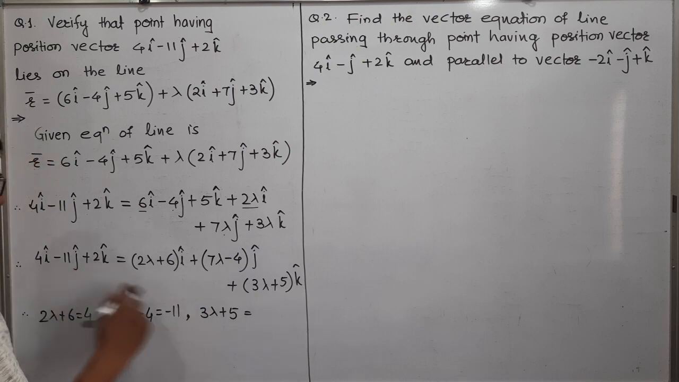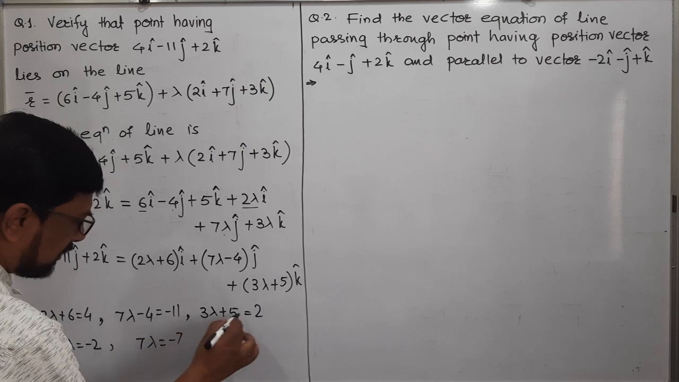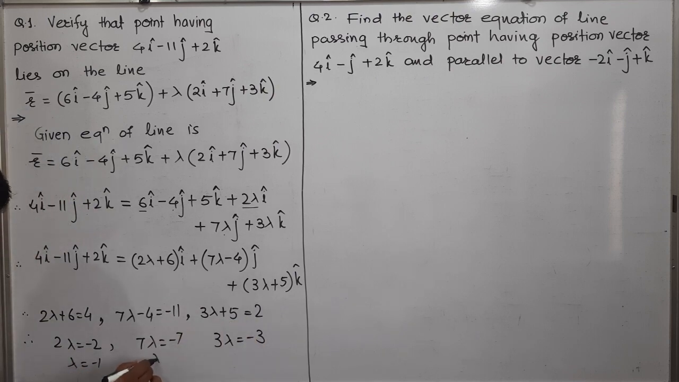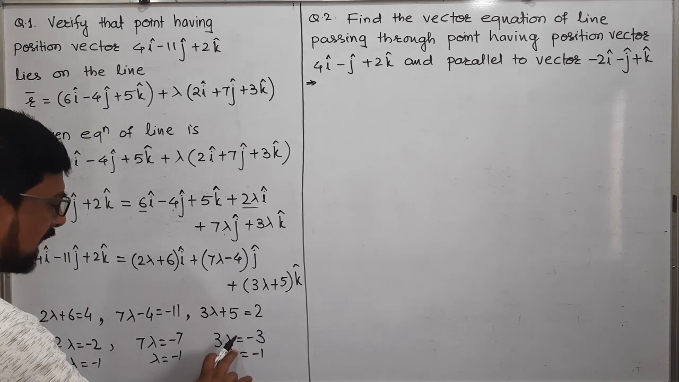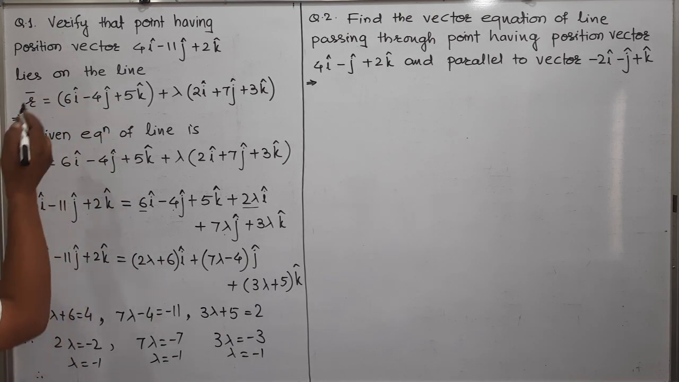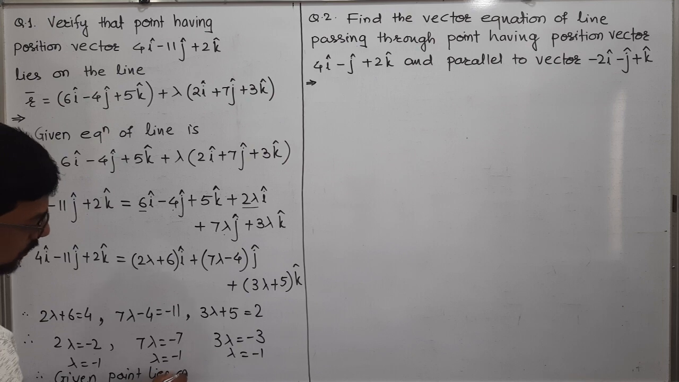Now from this we get 2 lambda is equal to minus 2. Here 7 lambda is equal to minus 7. And 3 lambda is equal to minus 3. Means everywhere we'll get the value of lambda as minus 1, means that is the unique value of lambda. It means we can say that that point definitely satisfies this equation. Therefore we can say that given point satisfies the equation. Therefore given point lies on the line. Given point lies on given line.